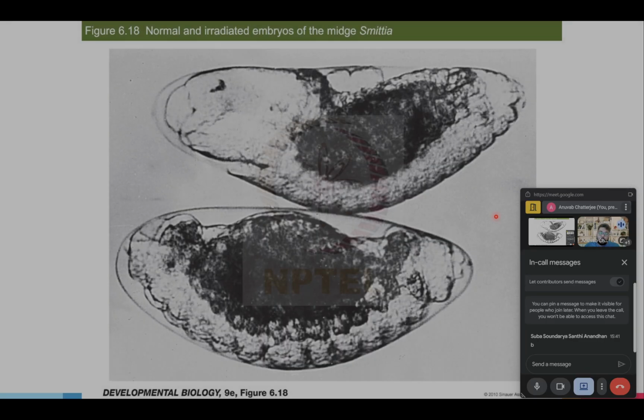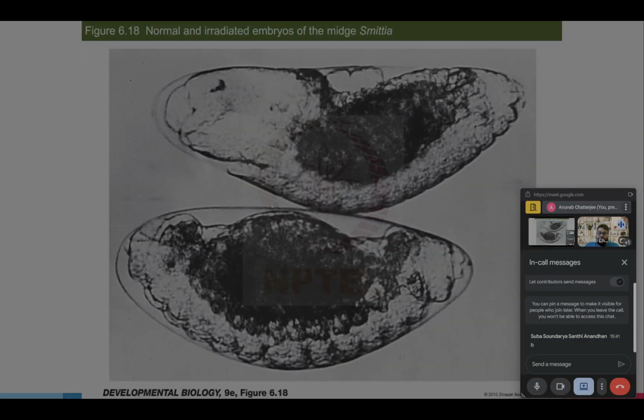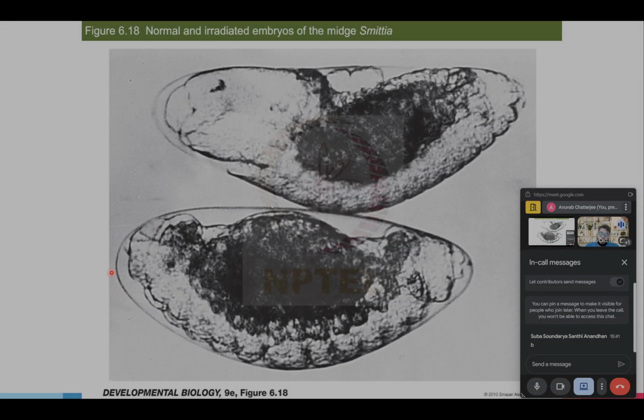So we will look at how the embryos look. Here is a Smittia embryo with normal head segments and a normal body plan. You see there is this segmented pattern all the way throughout the body. Here's the head, here's the tail. But once you tie a ligature through it, the middle segments are not properly formed. So this is what he determined: there is a particular morphogen here and a particular morphogen here, both coming from the two ends, and both are required to form the entire body plan.